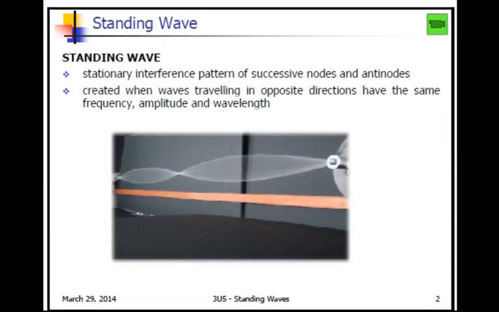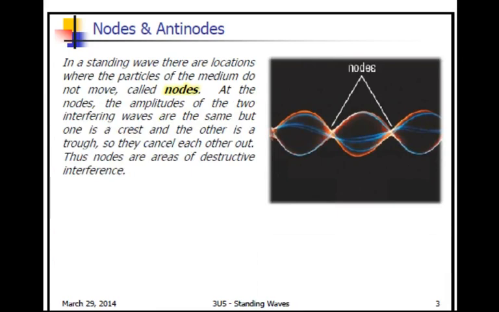So it is when we have a stationary interference pattern of successive nodes and antinodes, and we'll talk about what those mean. And it's created when waves traveling in opposite directions have the same frequency, amplitude, and wavelength. A node is a point where we're generally at the equilibrium point of a wave. So for this standing wave pattern where we have these three loops, the nodes are in between the loops.